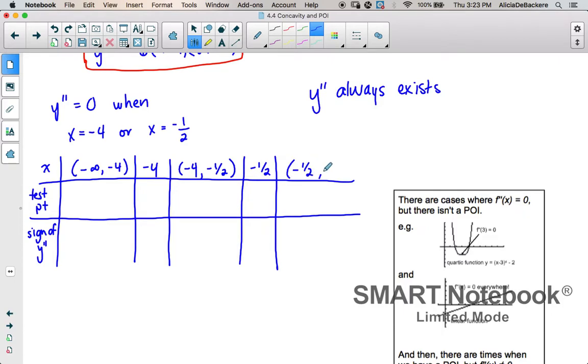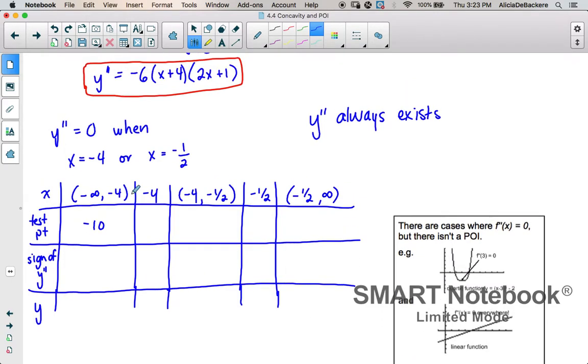All right, so I want to know what this tells me about the original function, the y. So this chart doesn't involve the first derivative at all. I'm going to pick some number less than -4. Maybe you pick -10, and we're going to think about plugging it into this second derivative here. Now I've got a -6 out front, and when I plug -10 into the first bracket, I get a negative, and when I plug -10 into the last bracket, I get a negative, and altogether a negative times a negative times a negative is a negative answer.